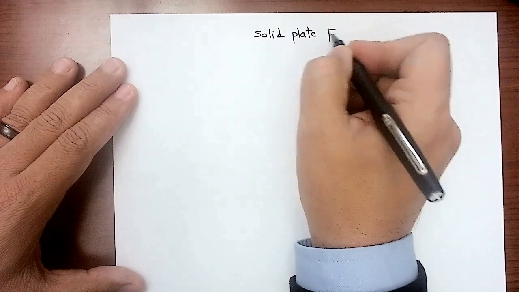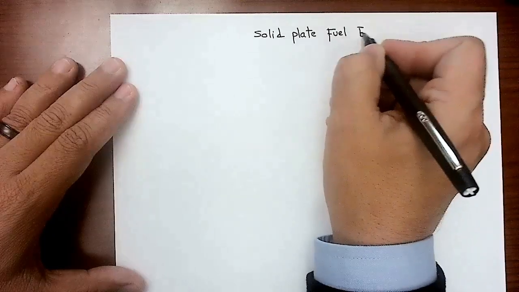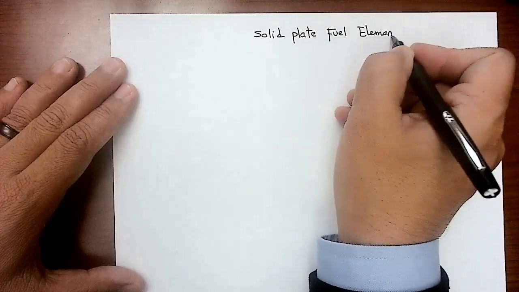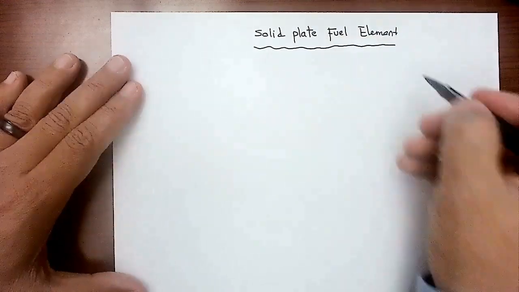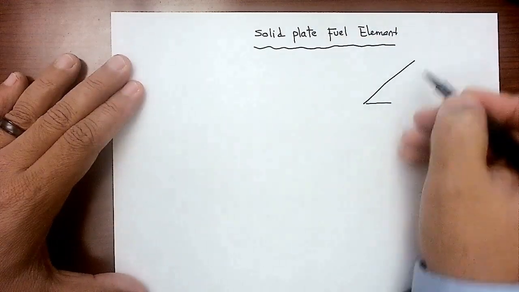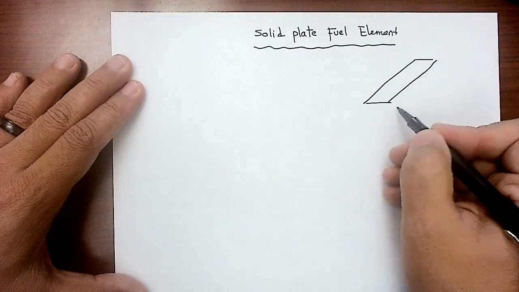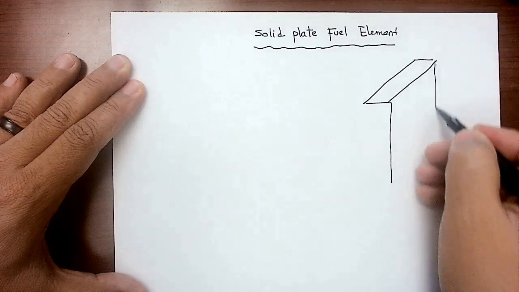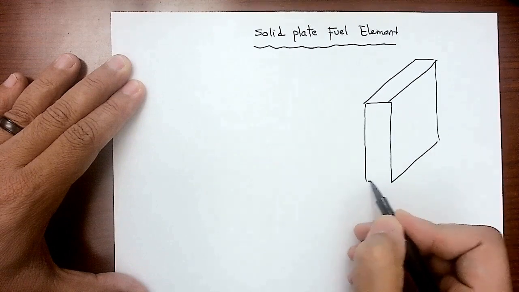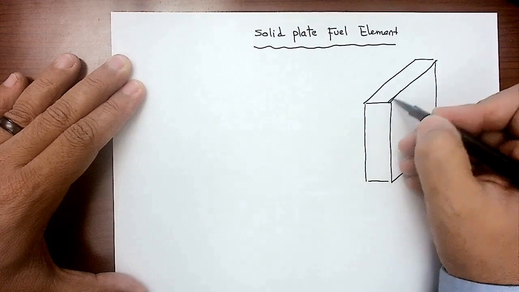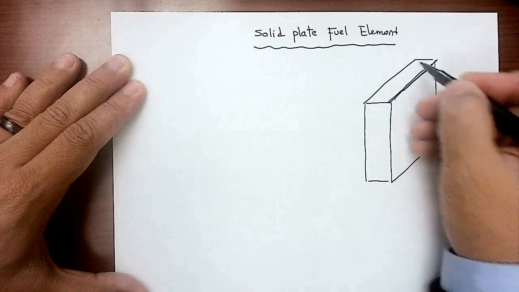Plate fuel element. So my nuclear fuel is plate type, which means that it is a 3-dimension, looks like this. Again, I'm not going to draw anything in 3-dimension after that. I'm just showing you the original fuel plate for a purpose.